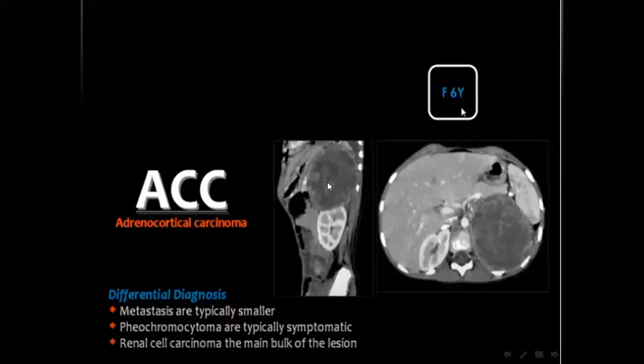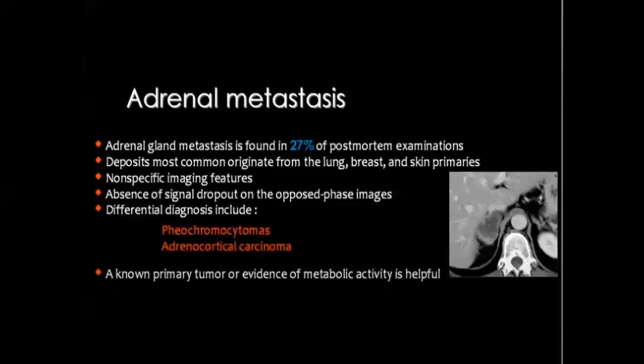The differential diagnosis of adrenocortical carcinoma is metastasis, but metastases are typically smaller. Pheochromocytoma is typically symptomatic. In renal cell carcinoma, the main bulk of the mass is in the kidney. Adrenal gland metastasis is common, with deposits most commonly originating from lung, breast, and skin primaries.